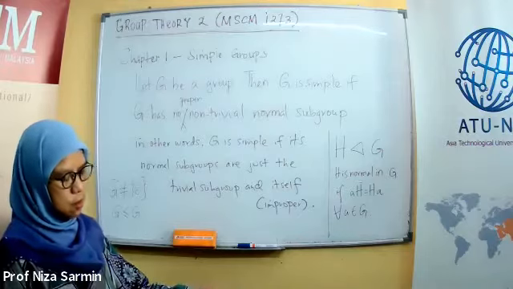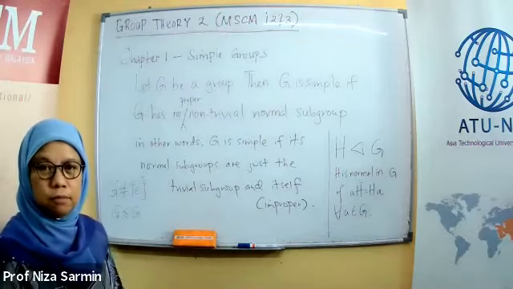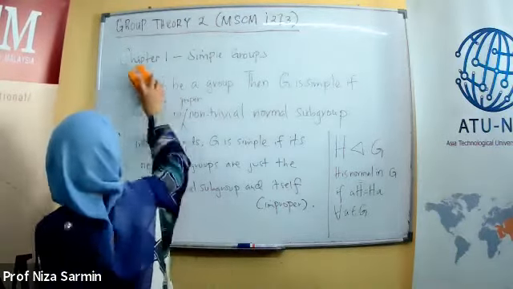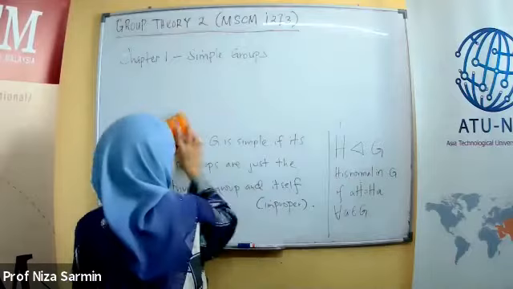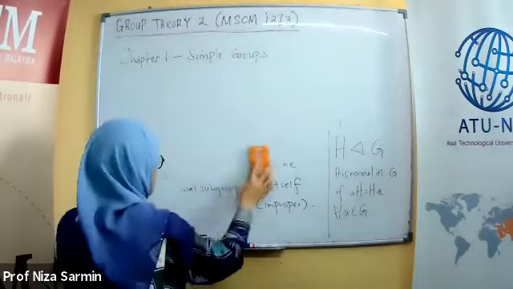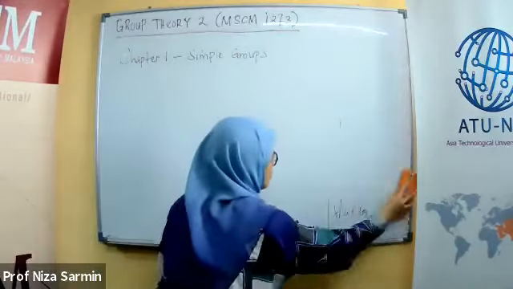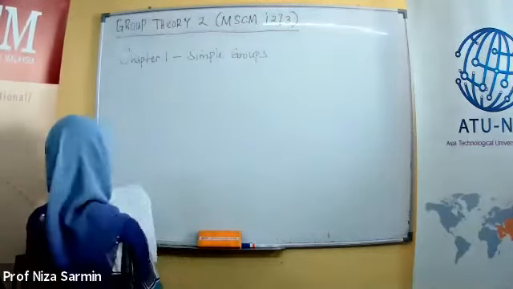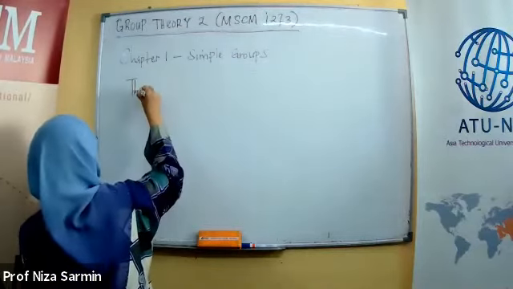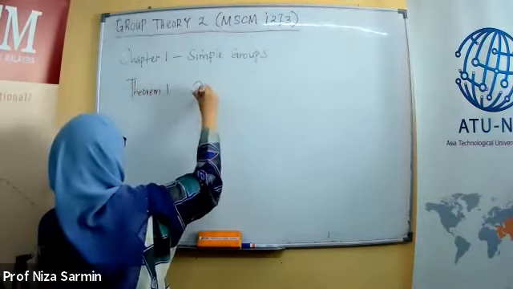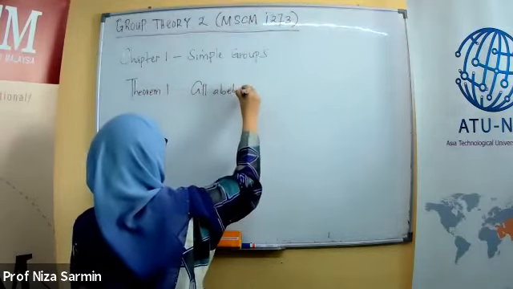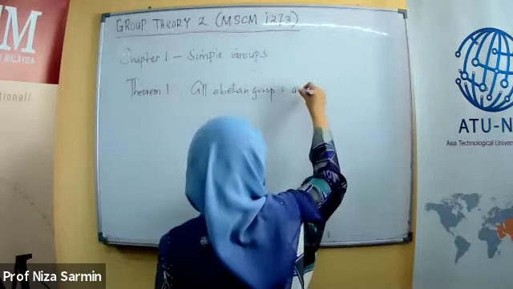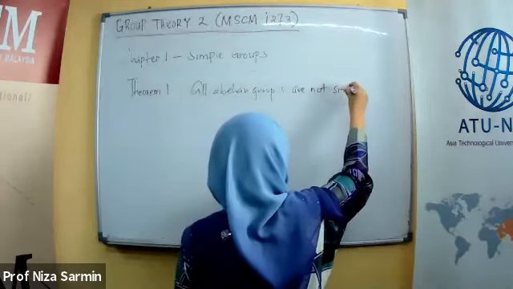Okay, next one, we see some examples or theorems. I call it a theorem, or if you don't think that it's too big a property, you can call it a proposition. Okay, I call it theorem: all abelian groups are not simple.